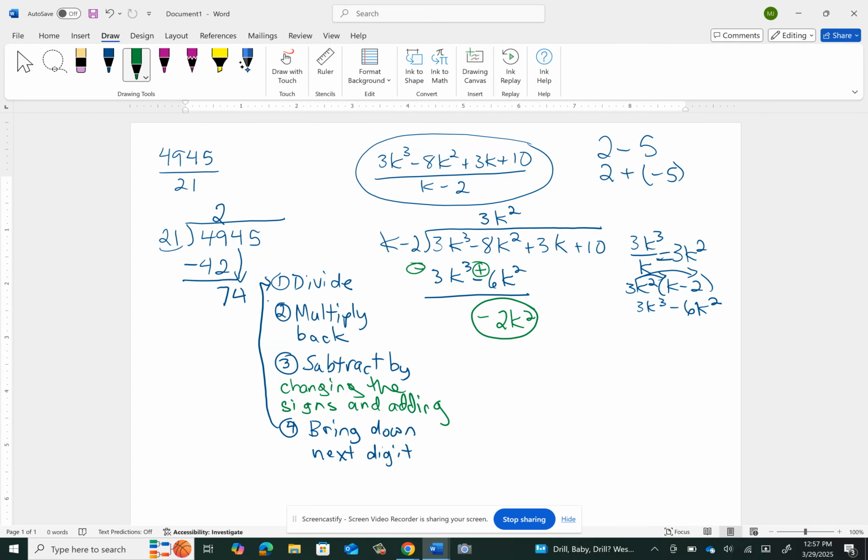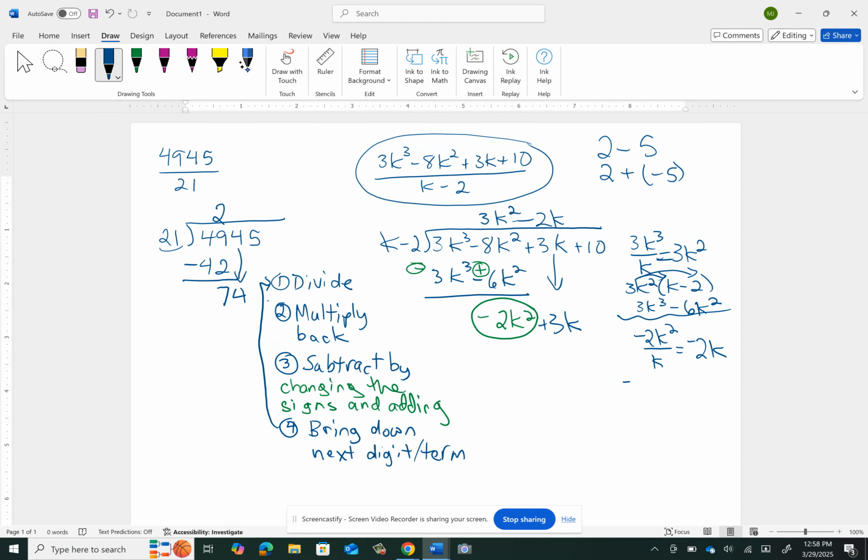Now, once you've done that, then you're just going to bring down the next term, right? So it was bring down the next digit when it was numerical, but when it's got variables, we're bringing down the next term. And once we do that, we're starting this process all over again. Okay, so now for the second round, we're going to take the negative 2k squared and divide it by k. One of the k's would knock out, so we just have a negative 2k left. So I'm going to write that right up here above the k term.